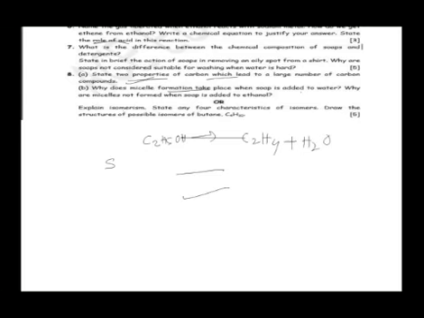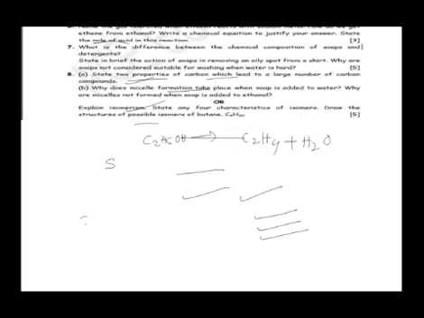What is isomerism? Isomerism is basically when compounds have the same molecular formula but different nature. What are the characteristics? Same number of atoms, different structural arrangement, different physical properties, and different chemical properties. Now draw the structures of the possible isomers.